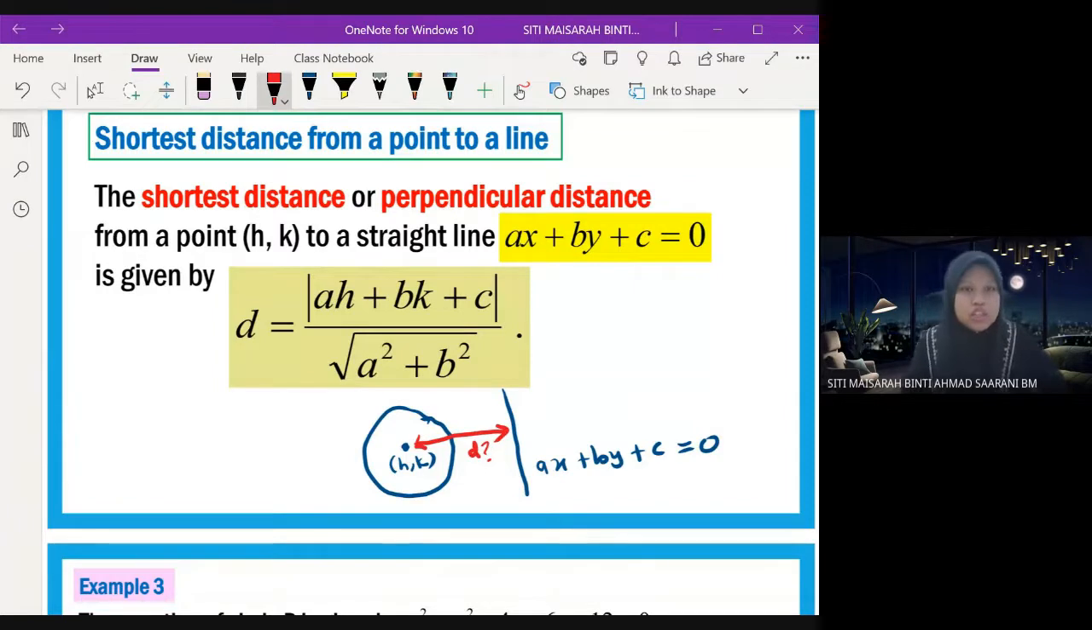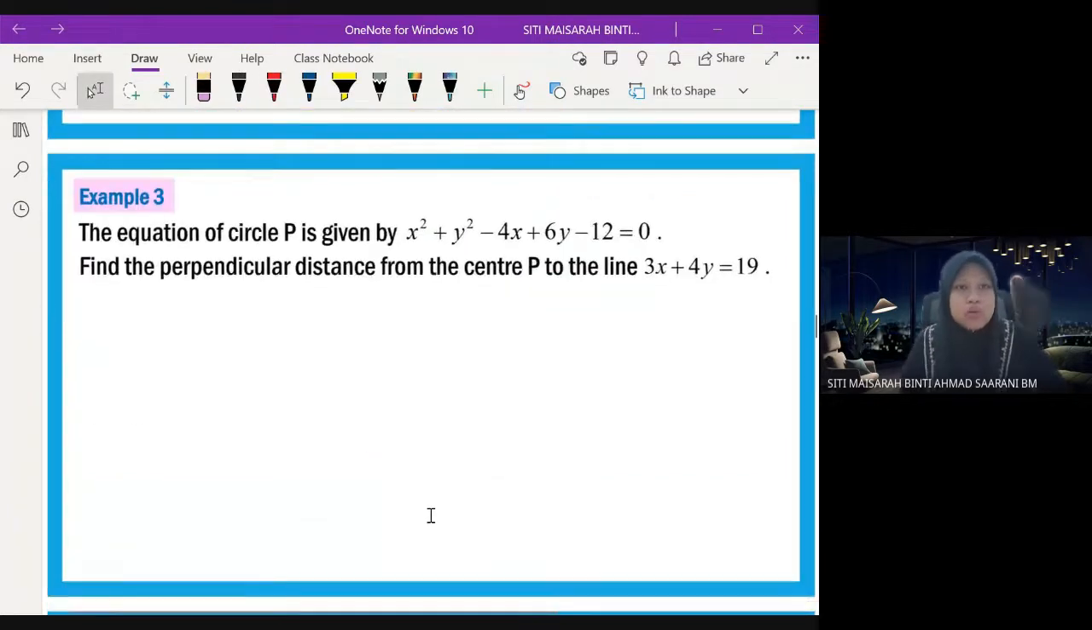Okay. Contohnya example 3. The equation of a circle P is given by x square plus y square minus 4x plus 6y minus 12 equals to 0. Find the perpendicular distance from a center P to the line 3x plus 4y is equals to 19. Macam yang Madam sebut tadi, this is awak punya circle P and then this is center P.